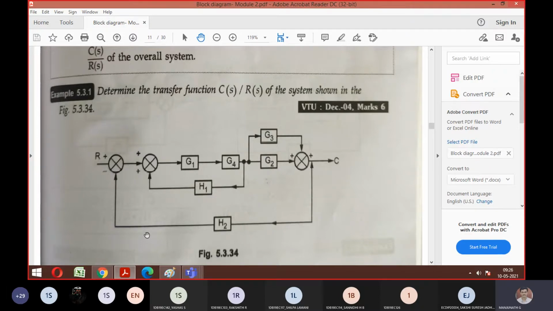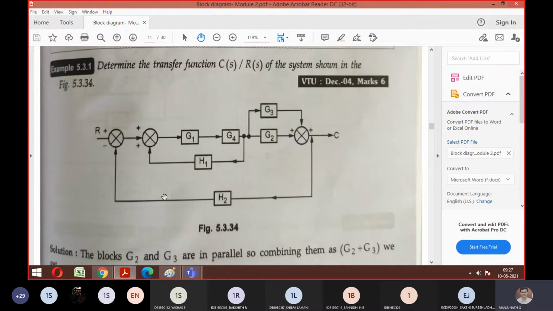So that whole should be divided by 1. Is it minus or plus now? Plus, because minus is here. So 1 plus the same numerator into H2 you should do. So then what is the final answer?